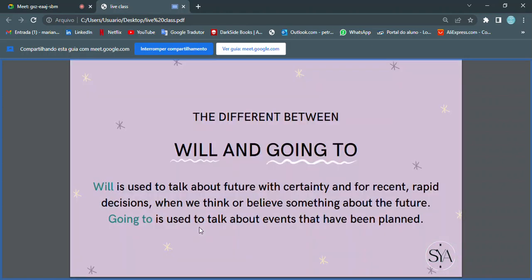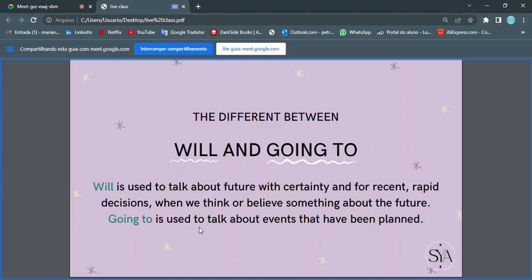So we use will when we want to talk about future with certainty and for recent decisions. So basically when you have to spontaneously take decisions. And when we are talking about futures that we think or believe that something will happen in the future, right? So when we believe or think something about the future. And going to is used to talk about, especially, events that have been planned.